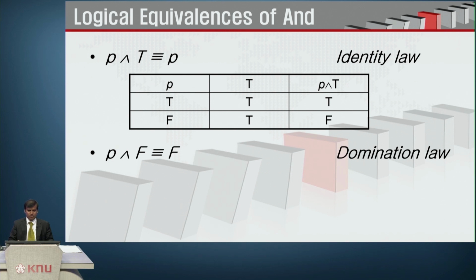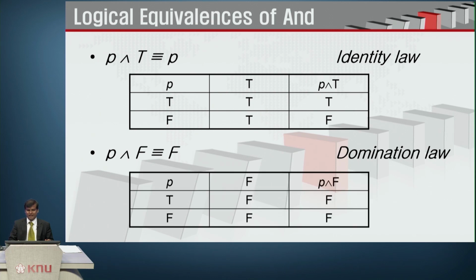Here is another one, called the domination law. Here is P and F. F is like a contradiction or false value. So whatever the value of P, the output is going to be false, because here F is going to dominate your output. F always remains false no matter what P is, whether it's true or false, the output is going to be false. So that's the domination law.